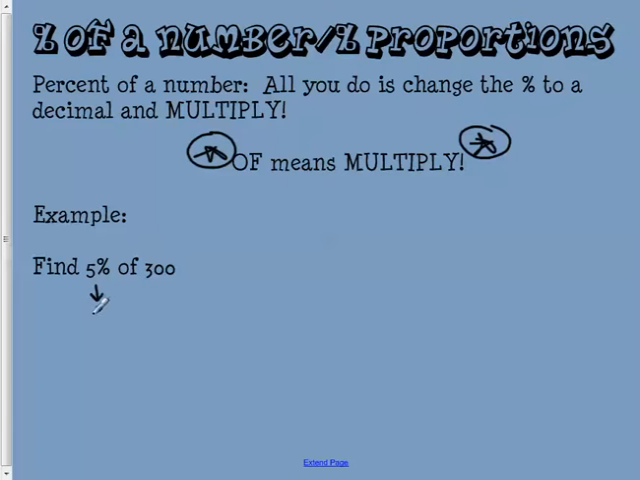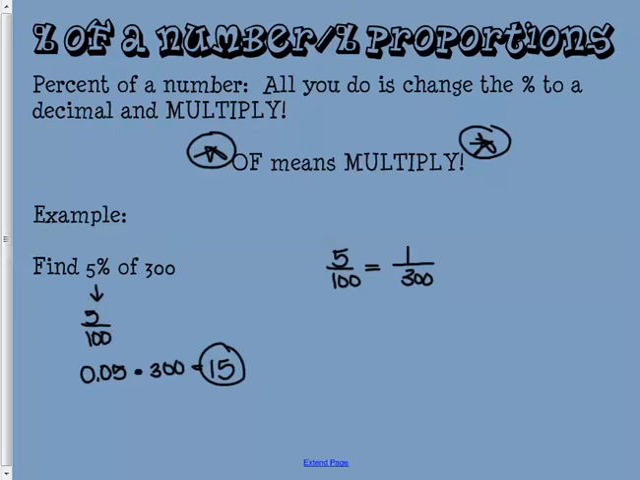So we convert 5% into a decimal, which is 5/100ths as a fraction or 0.05 as a decimal. We put a dot for multiply, and then 300. So all you have to do is type that into your calculator. Make sure you have one handy. If not, pause the video and grab one. And you get 15. So what we're saying here is that 5% of 300 is 15.